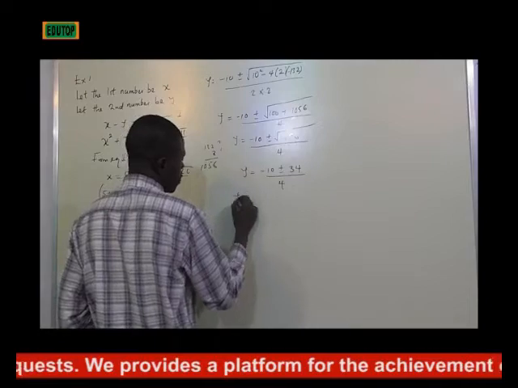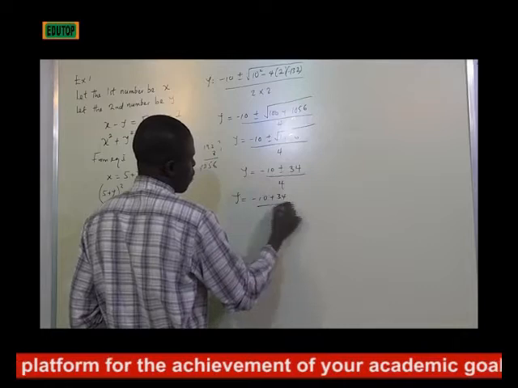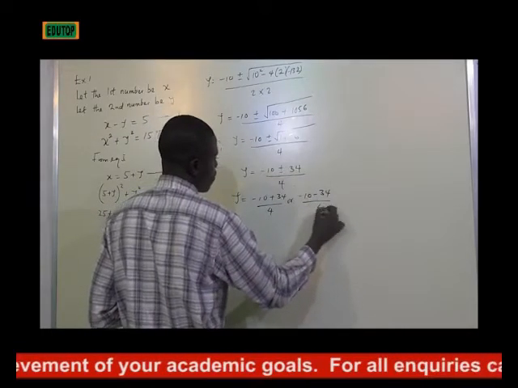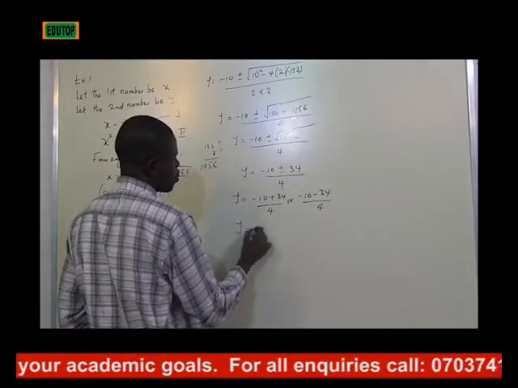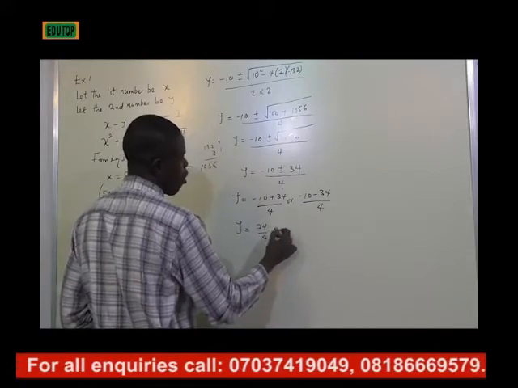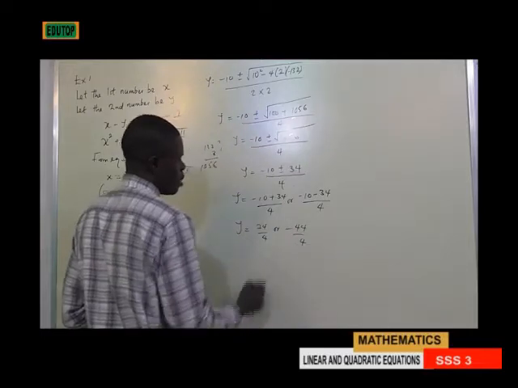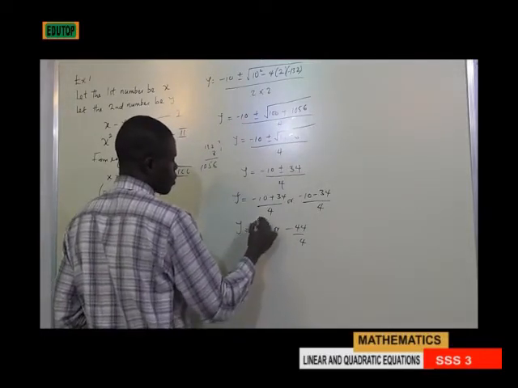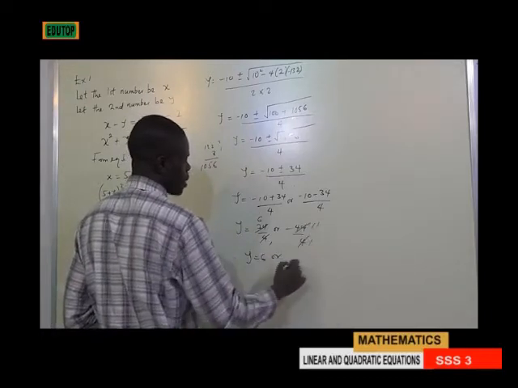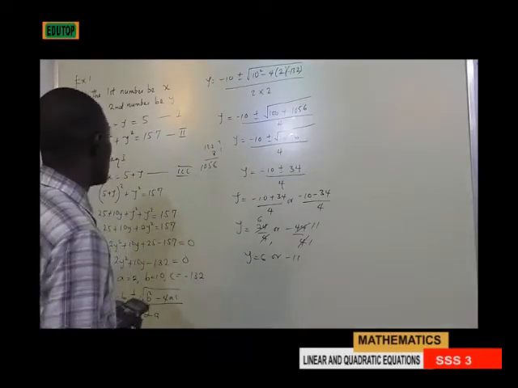Then to resolve this further, we have y equals to minus 10 plus 34 over 4, or minus 10 minus 34 over 4. So y equals to minus 10 plus 34, that gives 24 over 4, or minus 10 minus 34, that's minus 44 over 4. Then 4 into 24 is 6. So y equals to 6, or 4 into 44 is 11, that's minus 11. So y equals to 6 or minus 11.